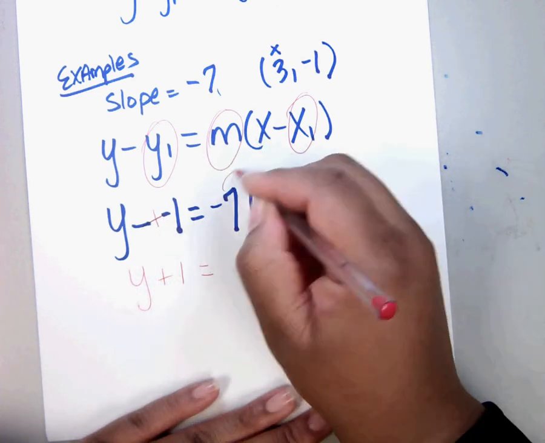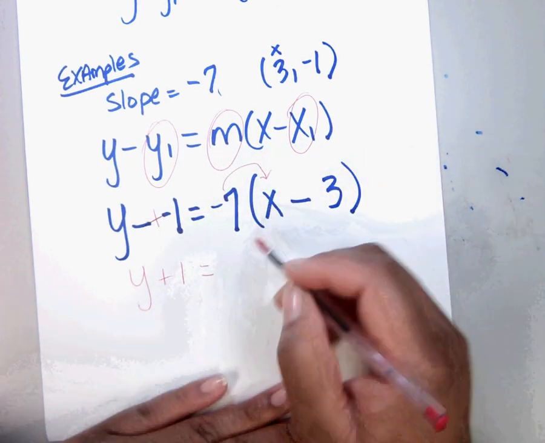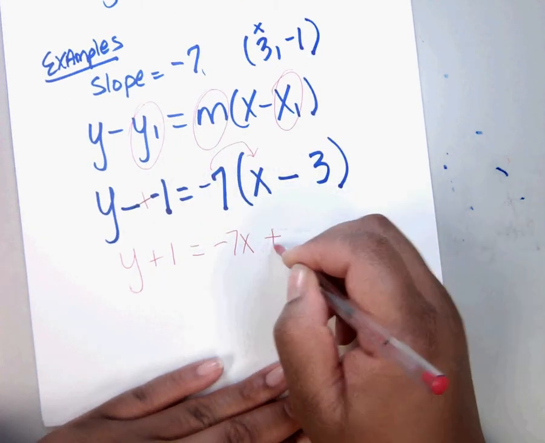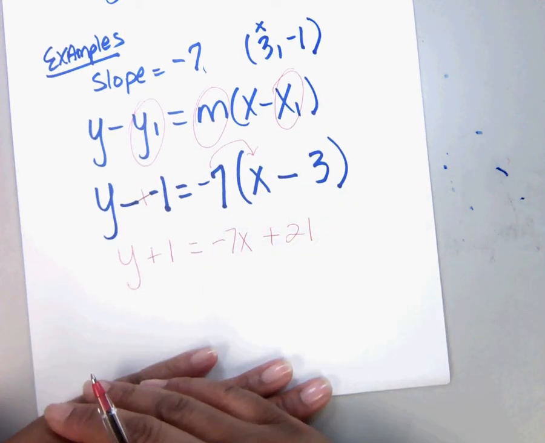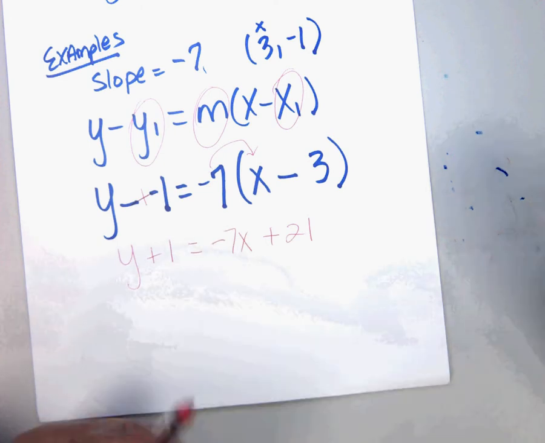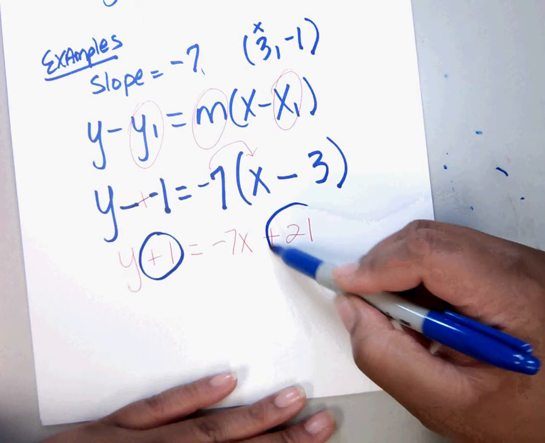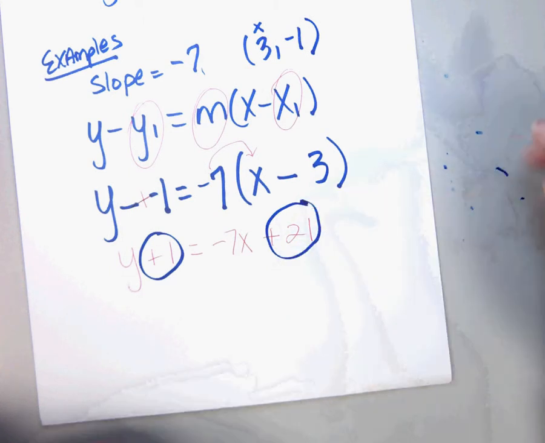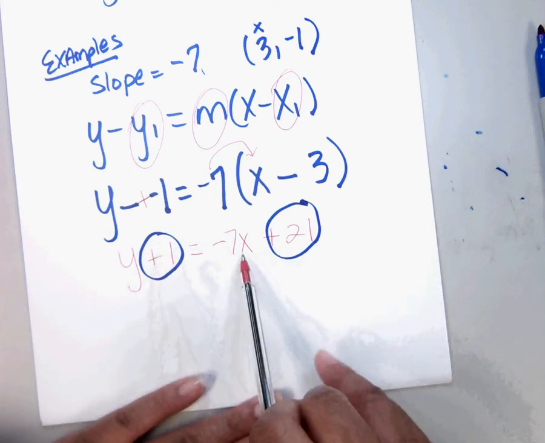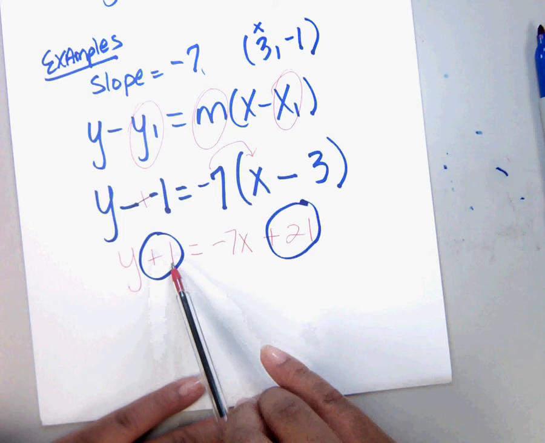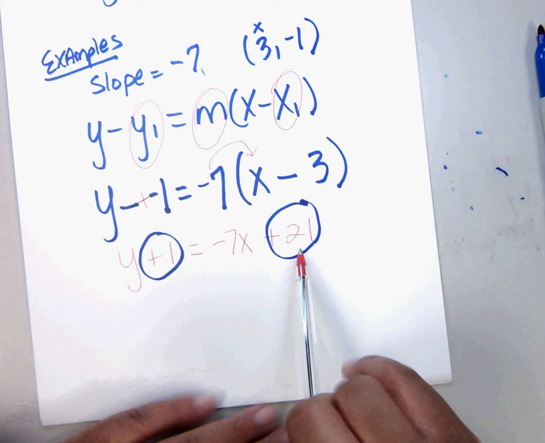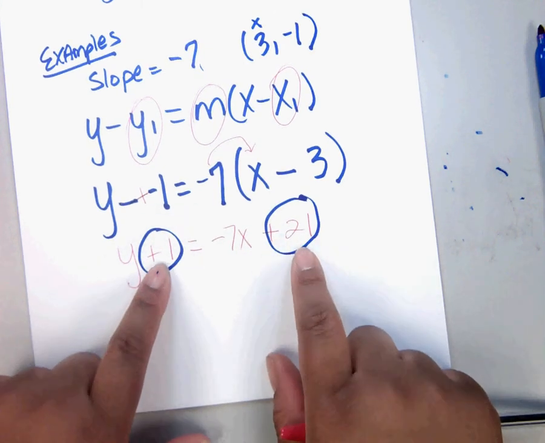Now we distribute. -7 times x is -7x. -7 times -3 is plus 21. Now we need to move the like terms from separate sides to one side. These are my like terms. Remember, like terms are terms that can be added and subtracted together. This does not look like them because it has an x and this does not. So I need to move this plus 1 to this plus 21. In other words, these are like terms.